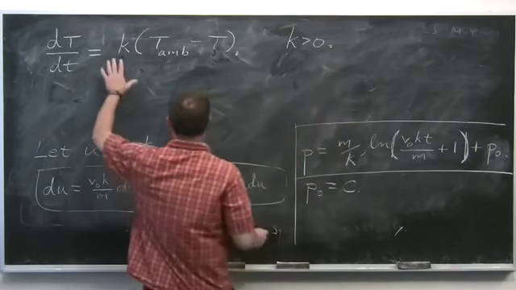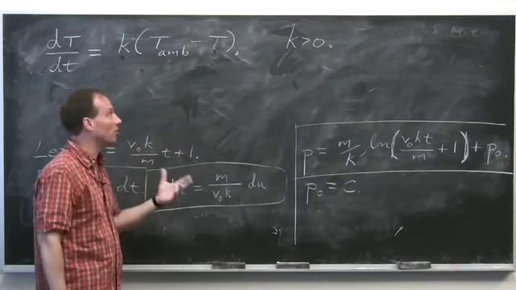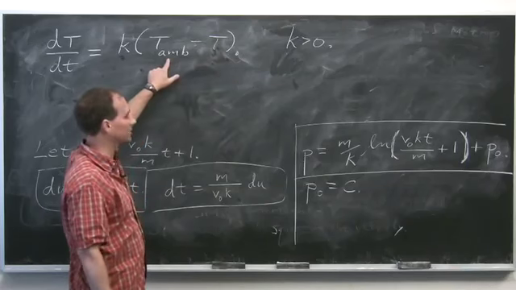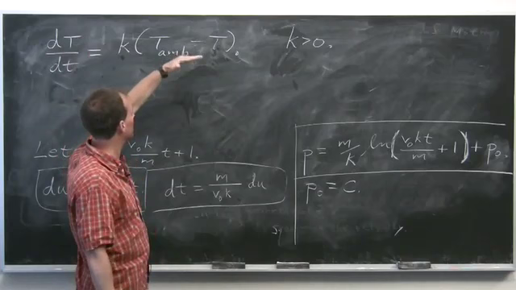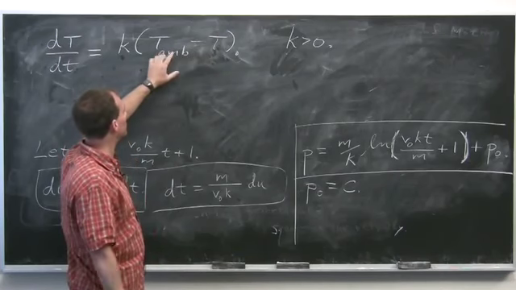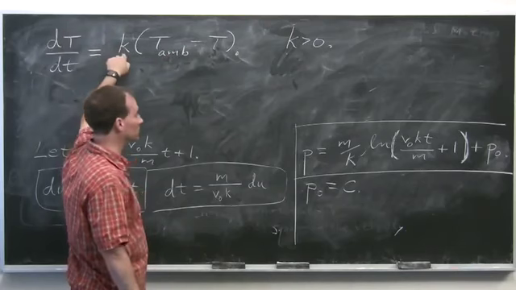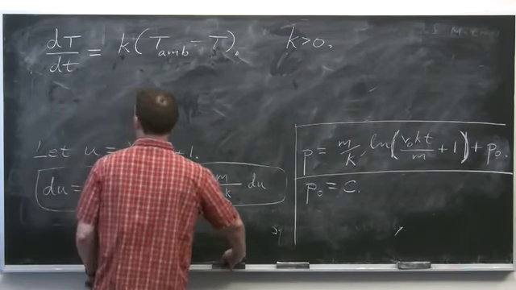You might think it would be negative if we started with a cool object and put it in hot surroundings. No, it would still be positive, because if you put a cool object in hot surroundings, the object should heat up, so dT/dt should be positive. But if you put a cool object in hot surroundings, this difference is already positive. So K is still positive. So you get this from Newton's law of cooling.